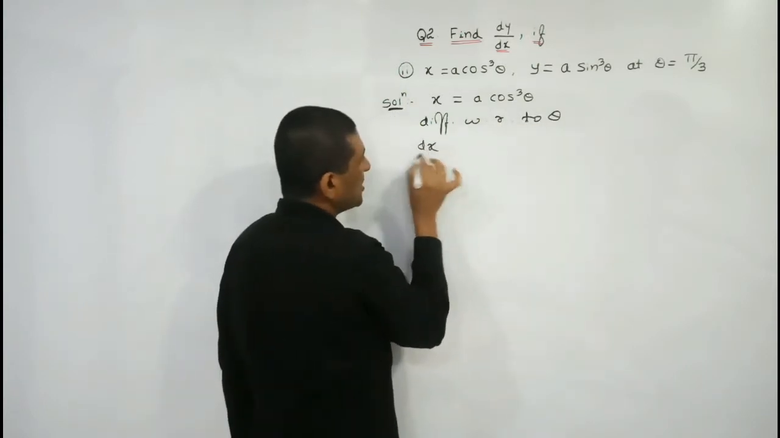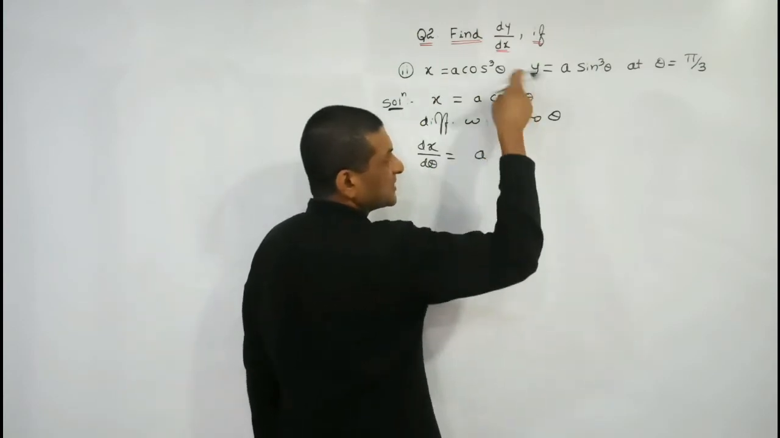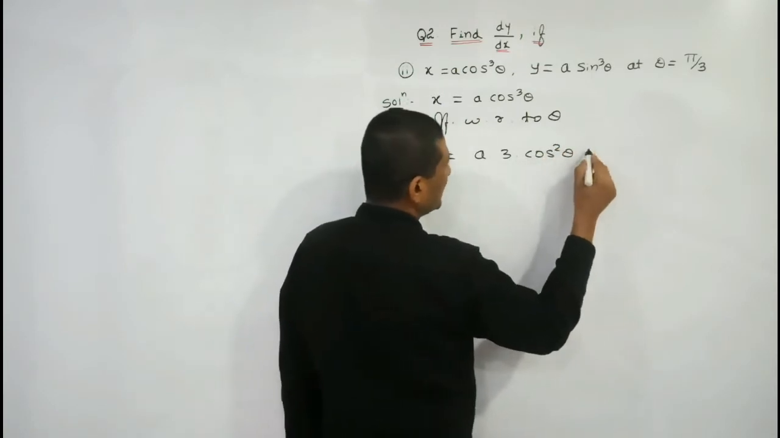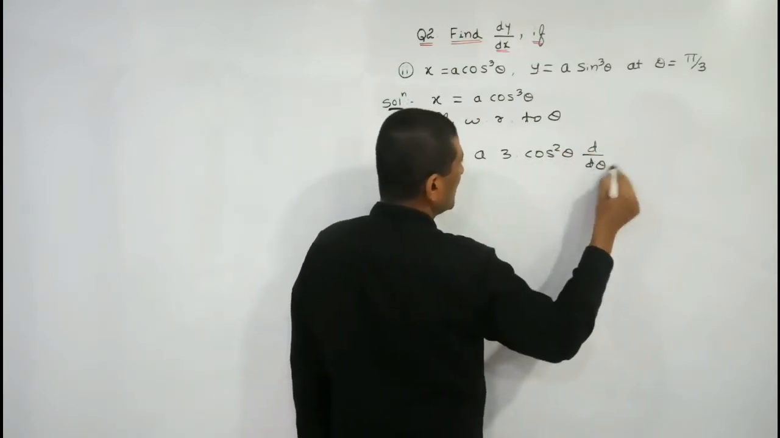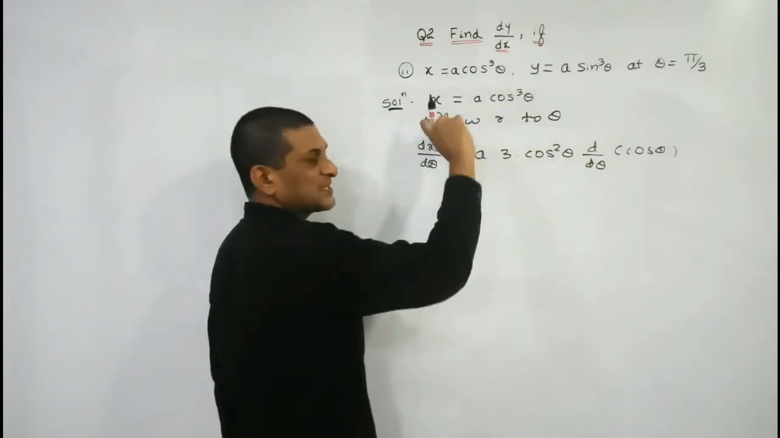So dx upon d theta will be equal to, a is a constant term, keep it as it is. First take this power 3 as a coefficient, decrease the power by 1, so here we will get cos square theta, into the derivative of cos theta. We are just applying a standard formula. It is in the form of f of x raised to power n.